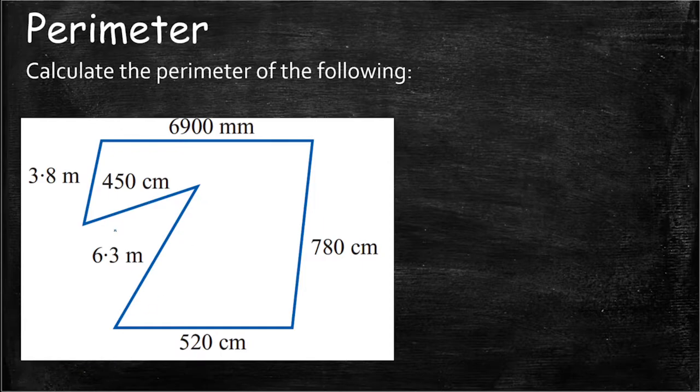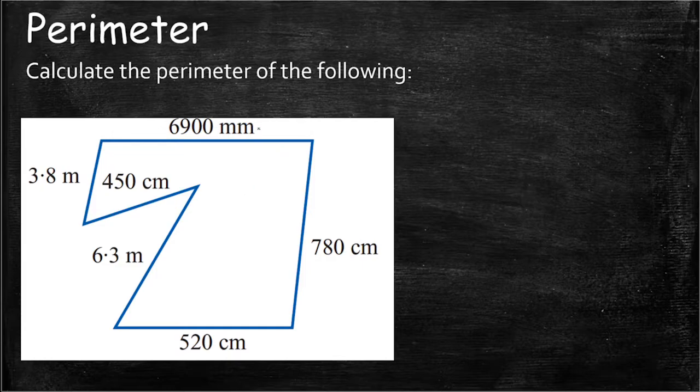So the first thing I notice is that all the units are different. So I've got meters, meters, centimeters, centimeters, centimeters, and millimeters. Now, because I got 3 things in centimeters, I'm going to convert everything to centimeters because it's going to mean less conversions for me. So we need to go from millimeters to centimeters.